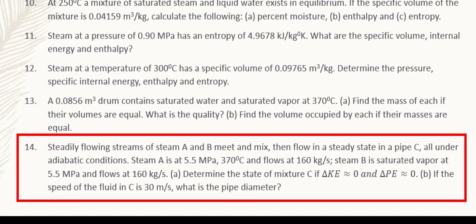Exercise number 14. Steadily flowing streams of steam A and B meet and mix, then flow in a steady state in a pipe C, all under adiabatic conditions. Steam A is at 5.5 megapascal, 370 degrees Celsius and flows at 160 kilograms per second. Steam B is saturated vapor at 5.5 megapascal and flows at 160 kilograms per second. Letter A, determine the state of mixture C if change in kinetic and potential energy is approximately 0. Letter B, if the speed of the fluid in C is 30 meters per second, what is the pipe diameter?